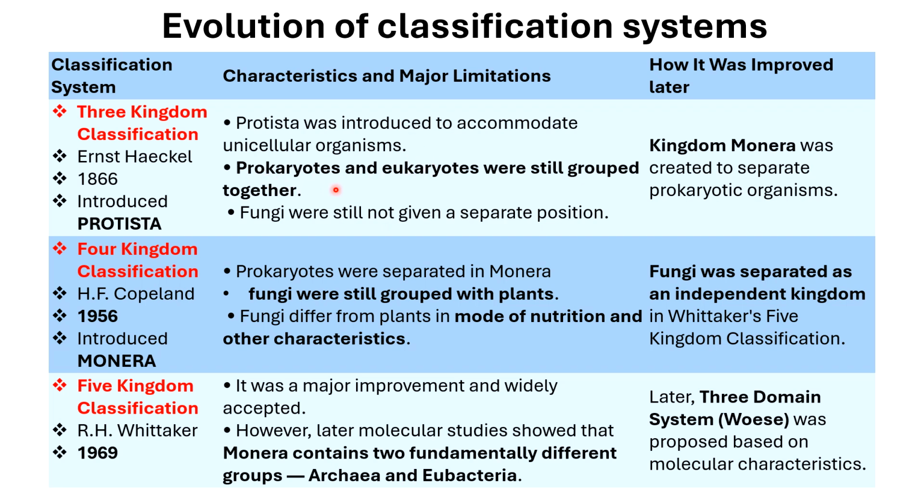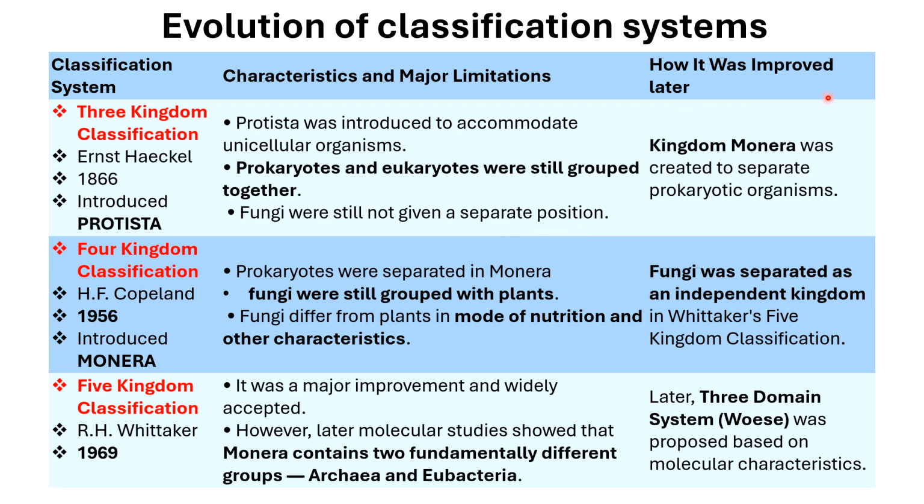Now, it was an improvement for sure, but it had a limitation. Why? The prokaryotes and eukaryotes were still grouped together. How? Look, the kingdom Protista had all the unicellular organisms. But if you look at the unicellular organisms, they can be prokaryotic in nature such as bacteria or eukaryotic in nature such as amoeba. So they cannot be fundamentally placed together in a single group because they have different cell organization. Also, fungi was still not given a separate position.